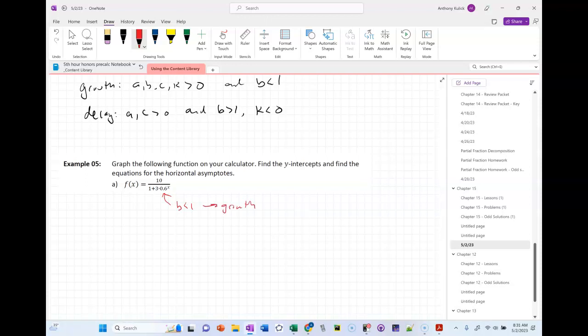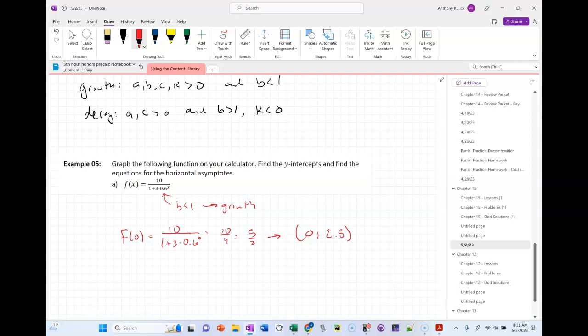If I want the y-intercept, how would I get that? Well, that's just the place where the x-coordinate is 0, right? So 0.6 to the 0 is 1. 1 times 3 is 3. 1 plus 3 is 4. So that would be (0, 2.5).